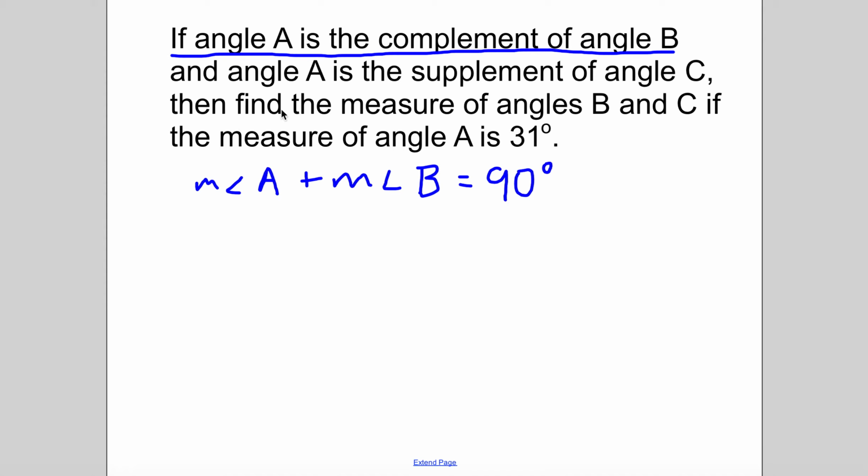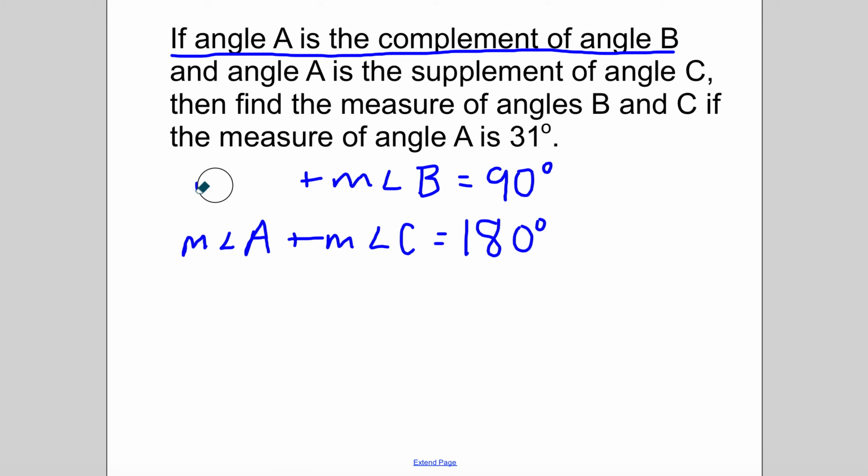If angle A is the supplement of angle C, what does that mean? Well, clearly that is the other one. So the measure of angle A is supplementary to angle C. That means when I add them together, they are supplementary, which is 180. Then find the measure of angles B and C if the measure of angle A is 31. So I actually can plug in here and replace the measure of angle A with 31 in each of those cases, since the problem is giving us that the measure of angle A is 31 degrees.